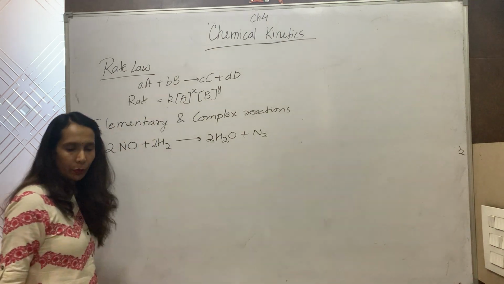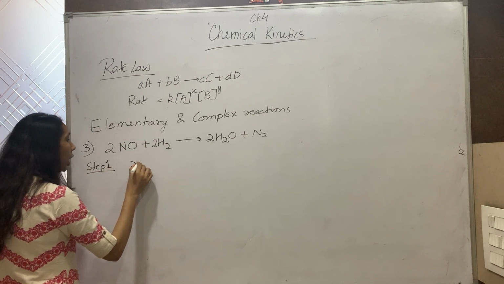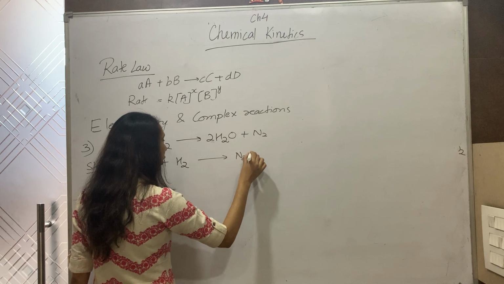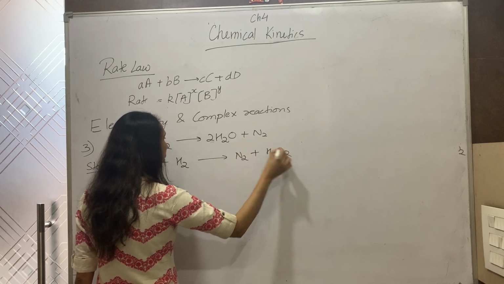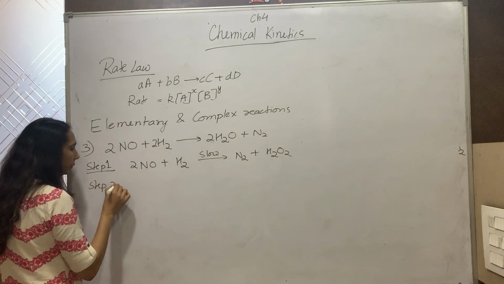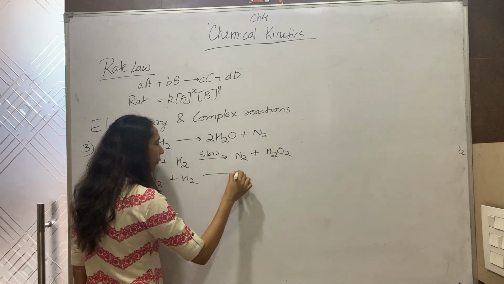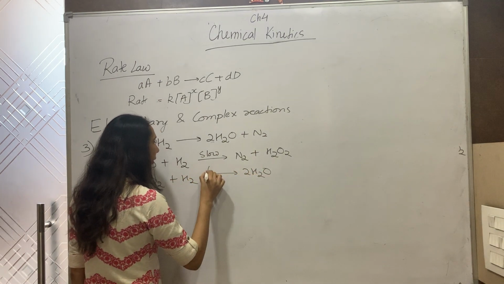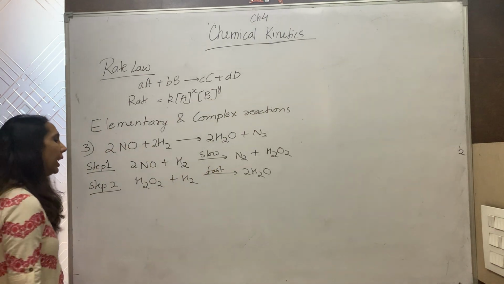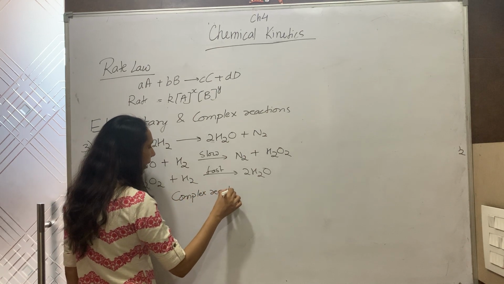So let us write the steps for the reaction. Step 1: 2NO reacts with H2 and forms N2 plus H2O2. This is the slow step. In step 2, H2O2 reacts with H2 and forms 2H2O. You know, when a reaction takes place in more than one step, it is called a complex reaction. So it is a complex reaction.